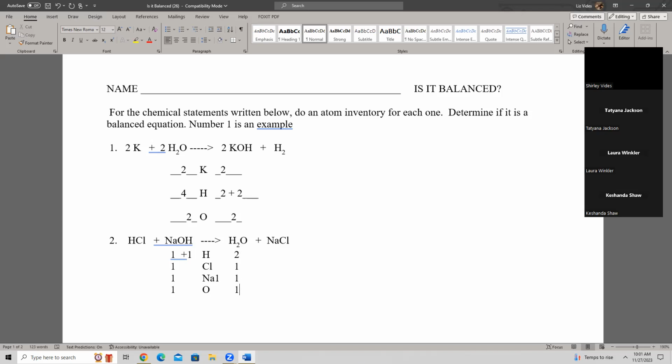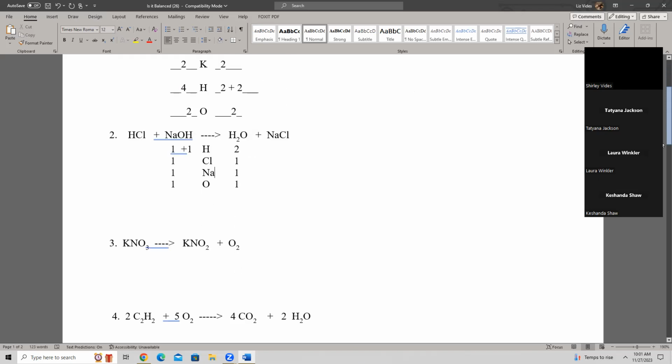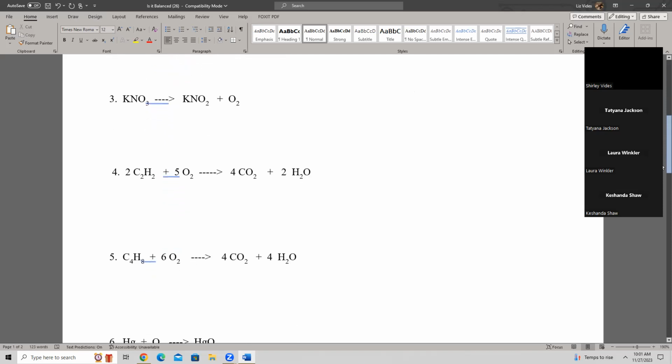So you didn't have to balance this one. But that doesn't mean they're all going to be like that. They're not at all. All right, so let's go balance the next one. This one, again, let's take inventory of what's here.